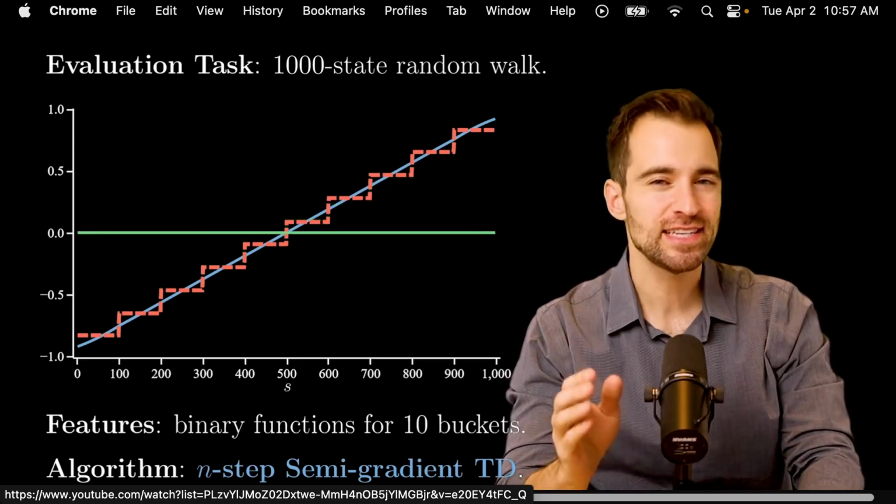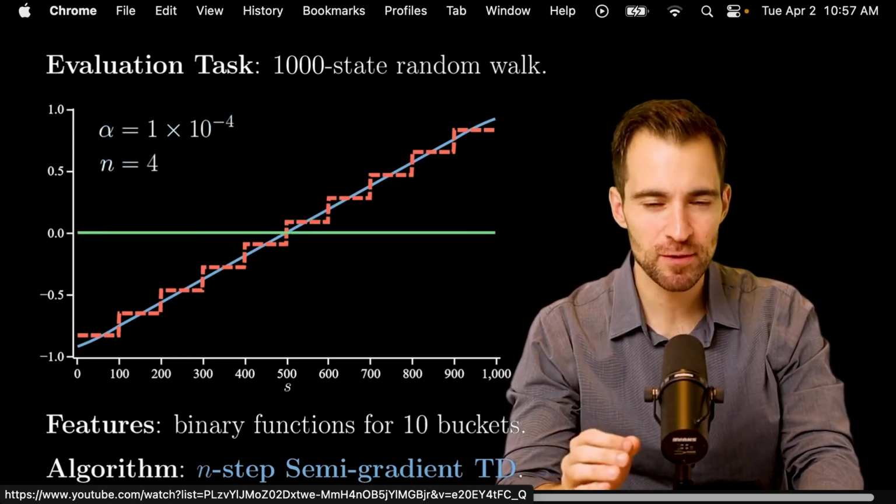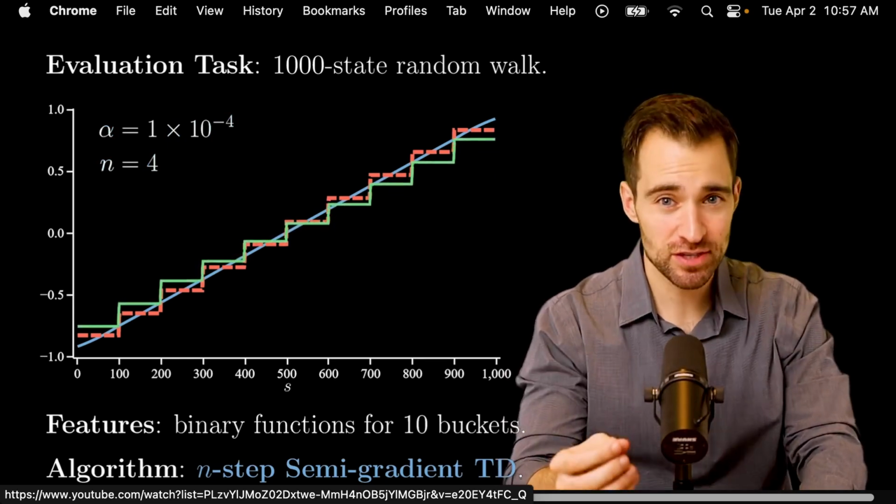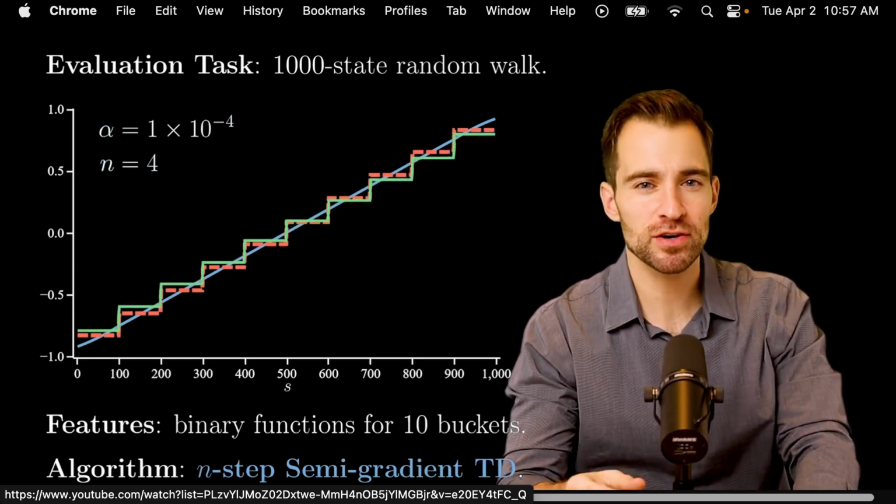And as you could guess, setting n to something between 1 and infinity will give a solution somewhere between MC and TD. And if you're still curious, I've included a link to the code so you can play with this yourself. But now it's time we graduate.